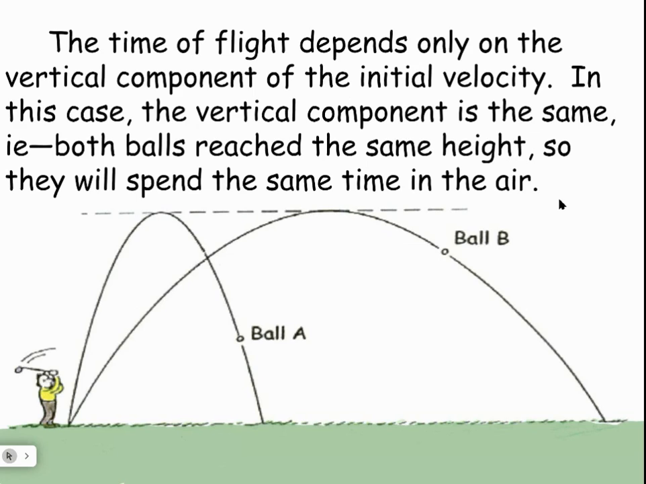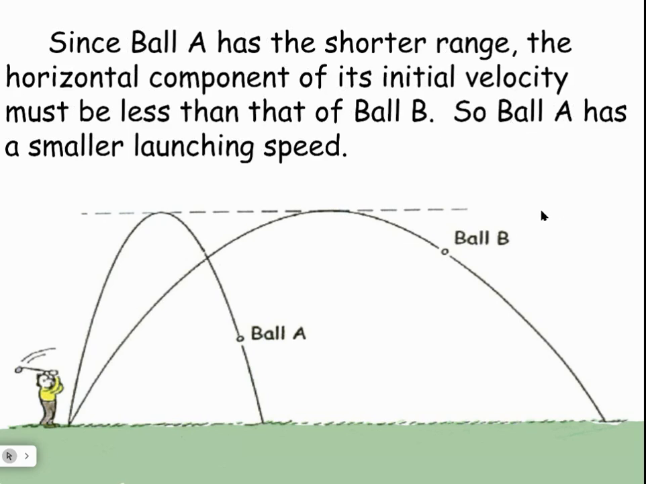So the time of flight depends only on the vertical component of the initial velocity. In this case, the vertical component is the same. So both balls reach the same height, so they will spend the same time in the air. And since ball A has a shorter range, the horizontal component of its initial velocity must be less than that of ball B, so ball A has a smaller launching speed.